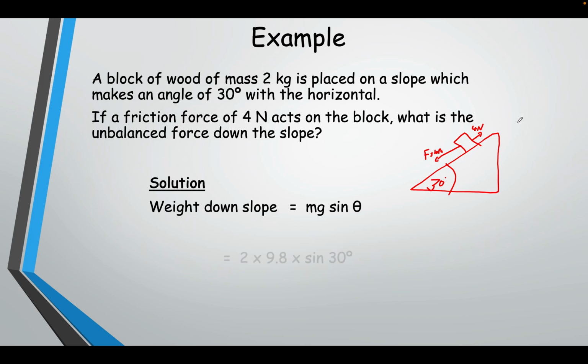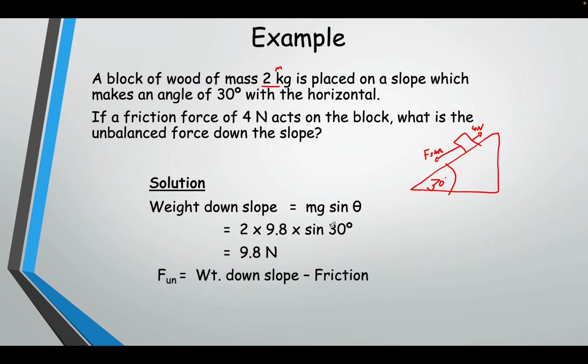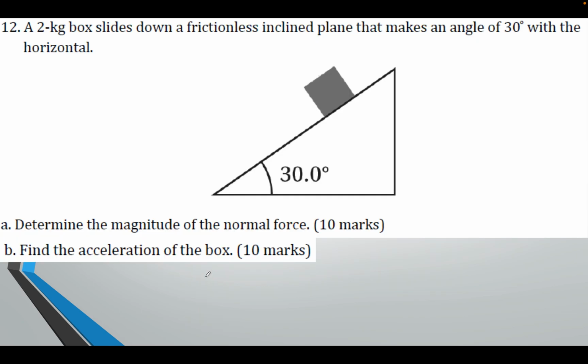I will do mg sine theta. What is my m? M is my mass. This is my m here, 2 kilograms. What is g? Well, that's gravity. mg, 9.8. So 2 times 9.8, sine 30. Sticking that into your calculator, you should get 9.8 for this. Then we'll just subtract the two. 9.8 minus 4 will give us 5.8 newtons going down the slope. This small u simply means unbalanced. You don't need to write it. You can just write F net or F or whatever you want to write. It's not a problem.